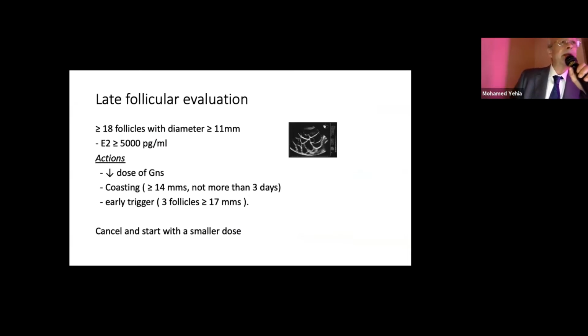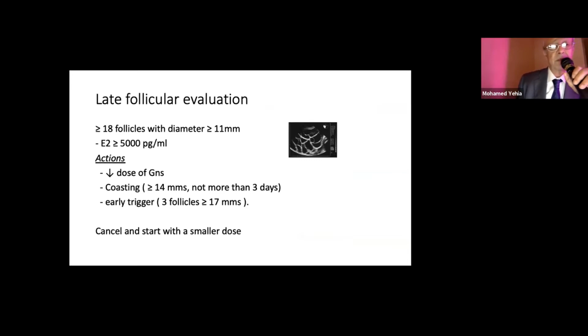The problem is when you see a patient in the late follicular phase having 18 follicles in diameter above 11 millimeter. The intermediate follicles are the source of the problem. It's not the big follicles. It's the intermediate follicles which give you problems.